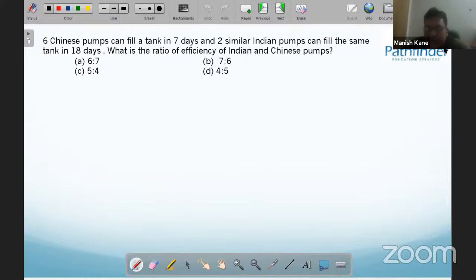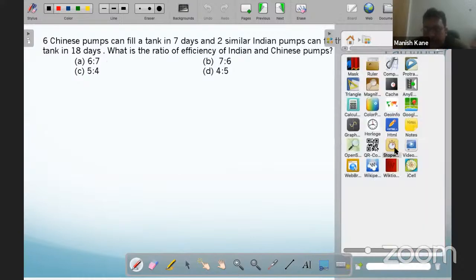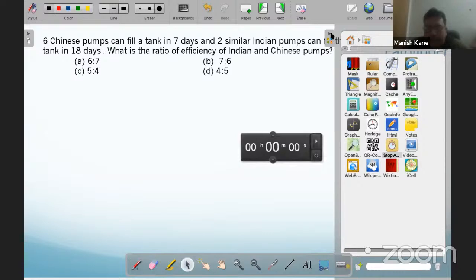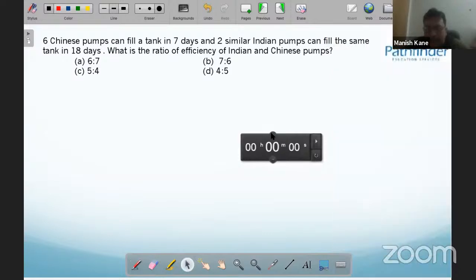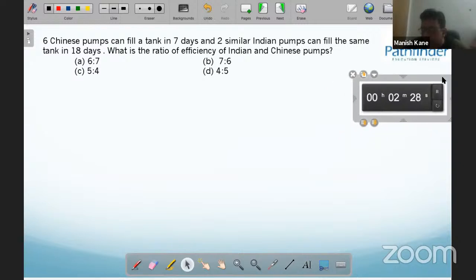Let's go to the next question. This is an interesting question. Let's see how many of you solve it. I'll give you 2 minutes to solve it. In fact, 2.5 minutes. Your time starts now. Begin.